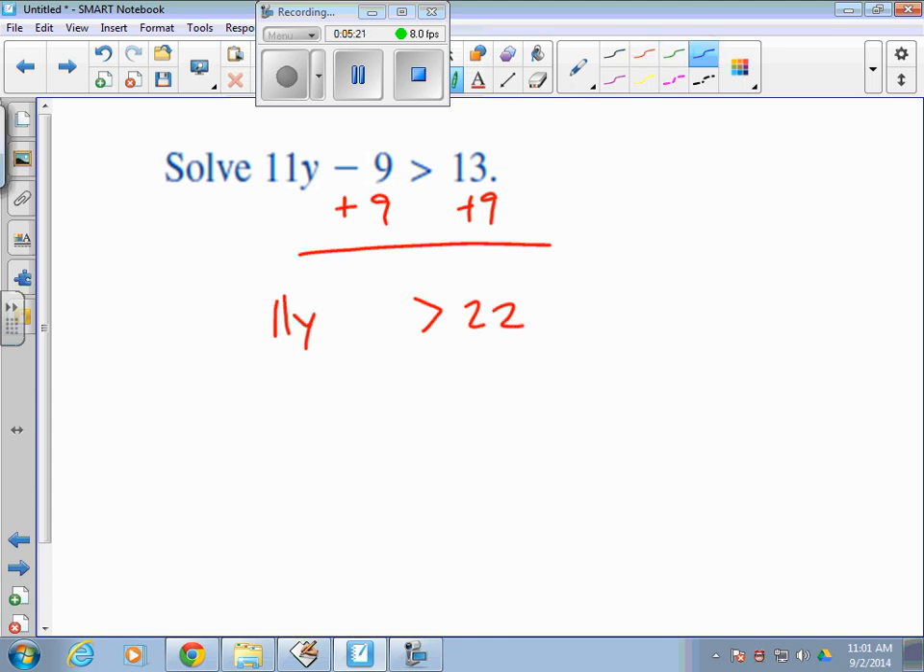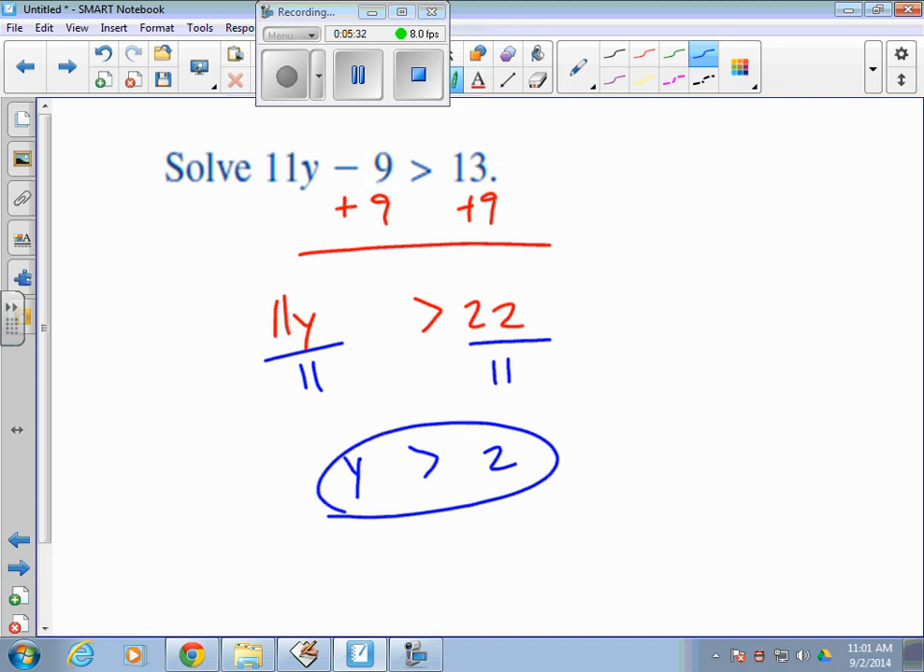So then get rid of 11 times something by dividing by 11. If you do it there, do it here. Y, 22 divided by 11 is 2. We divided, but we did not divide by a negative number. Therefore, it stays just like that, greater than 2. You got that one right. Give yourself a pat on the back.